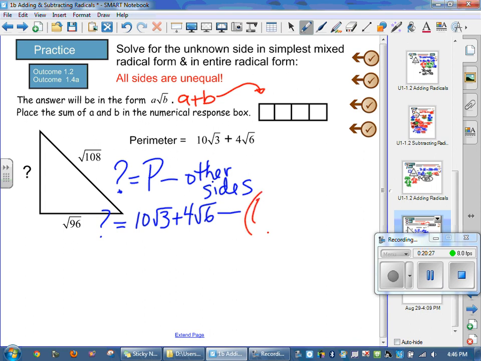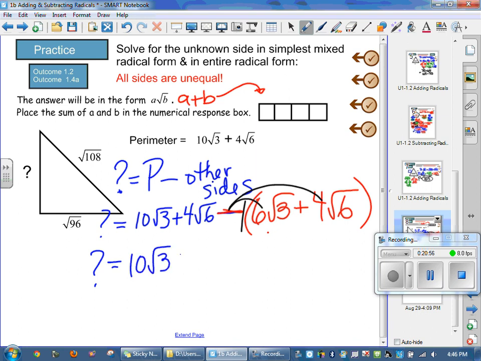Now, why is it in brackets? Again, because I have a subtraction sign out front, which means I'm actually going to be multiplying by -1. So multiply your -1 into the brackets. All it does is it changes the positive signs to negative signs. So I'm going to rewrite my expression now. My unknown side is equal to my perimeter, 10 root 3 plus 4 root 6, minus 6 root 3 minus 4 root 6.